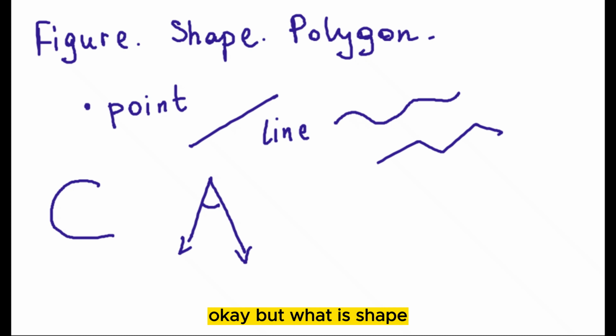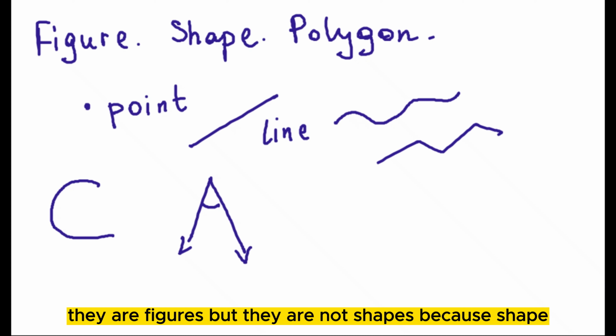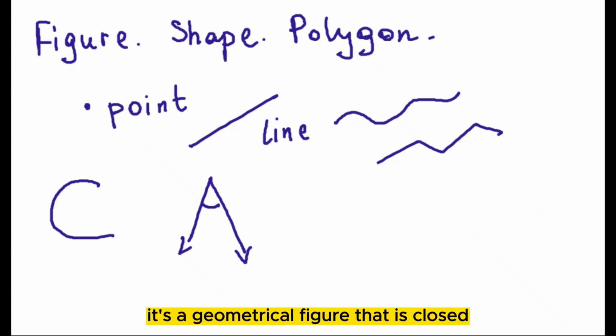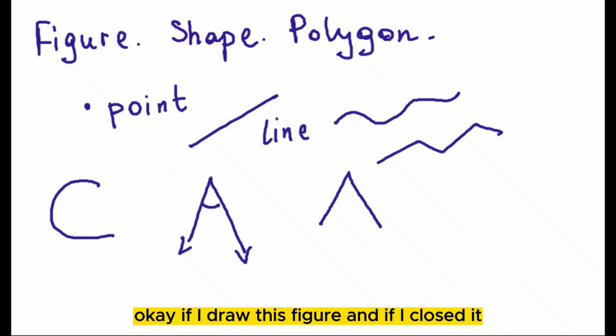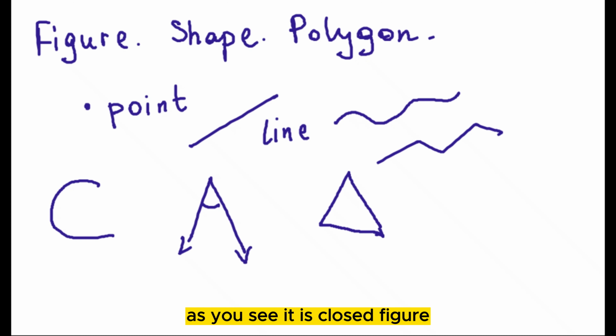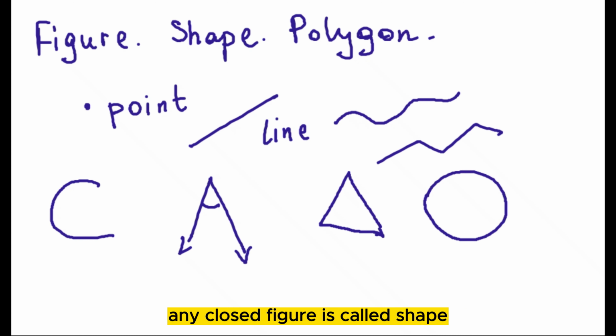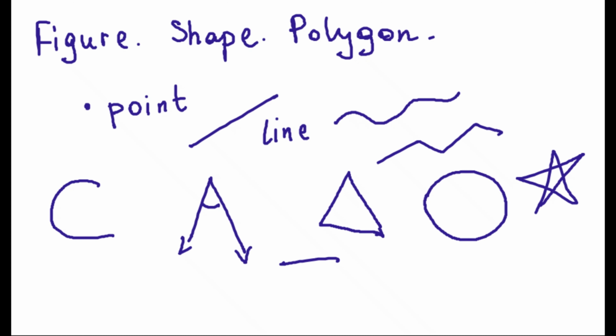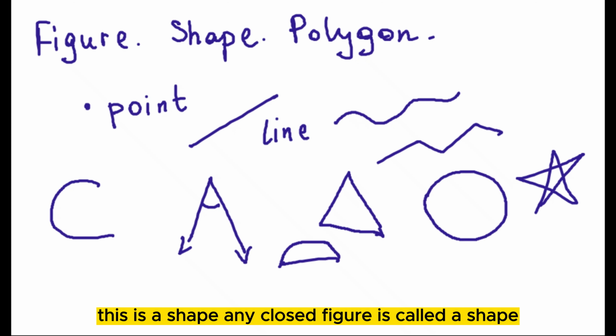Okay, but what is shape? All these drawings here that I drew are figures, but they are not shapes. Because a shape is a geometrical figure that is closed. If I draw this figure and if I close it, as you see, it is a closed figure. So any closed figure is called a shape. This is a shape. This is a shape. Any closed figure is called a shape.